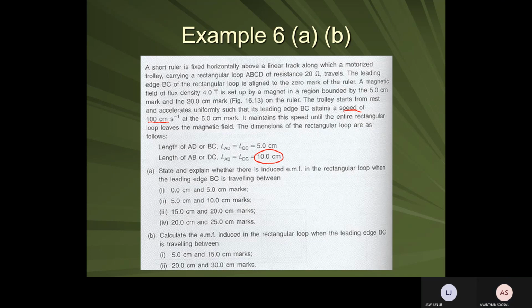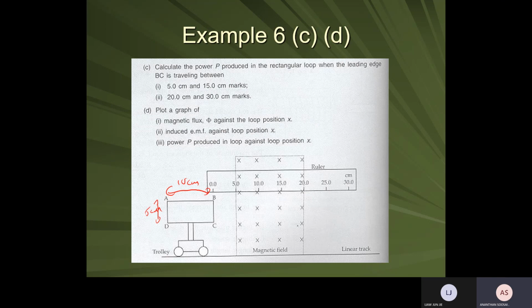Okay, part A. Explain whether there is induced EMF in the rectangular loop when the leading edge BC is traveling 0 to 5. Is there any EMF induced when the leading edge BC travels 0 to 5? No EMF, right? Why? Answer? No change in magnetic flux linkage, so no EMF induced. And when we explain, try to include this term, magnetic flux linkage. So 0 to 5, no EMF because no change in magnetic flux linkage for the coil, so no EMF induced. Okay, never even entered the magnetic field.